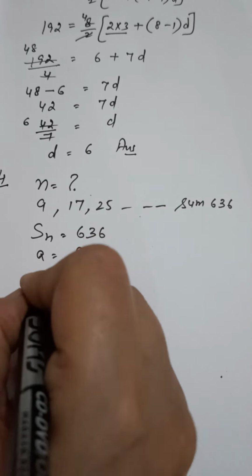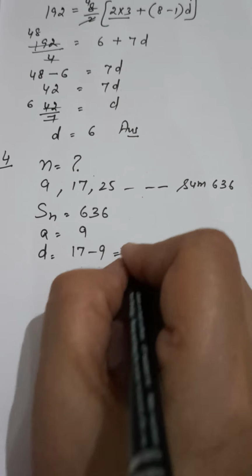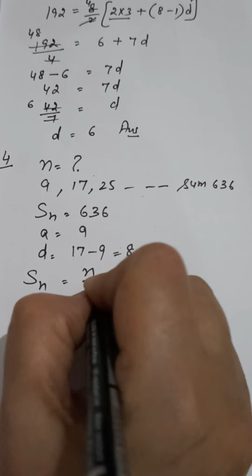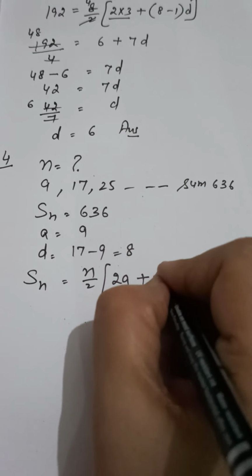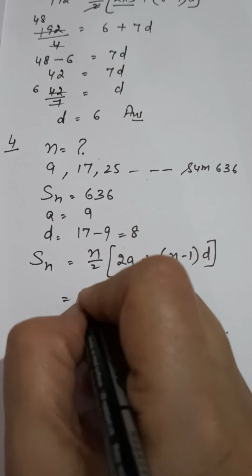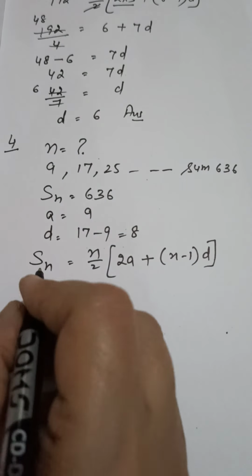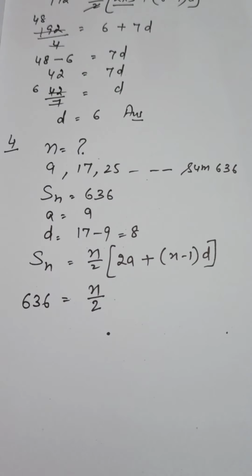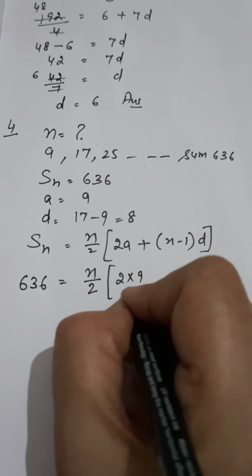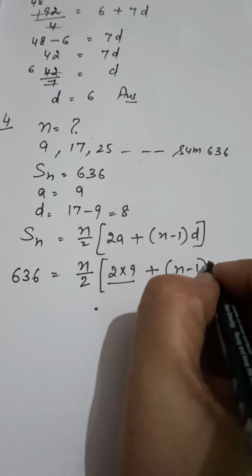A is 9. D is equal to 17 minus 9, that is equal to 8. Now fill the values in the formula Sn. Sn is equal to n upon 2 times 2a plus n minus 1 into d. That is equal to n upon 2, n we have to find, and Sn is 636, written on the left hand side. 2a is 2 into 9, the value of a, plus n minus 1 into d. D is 8.